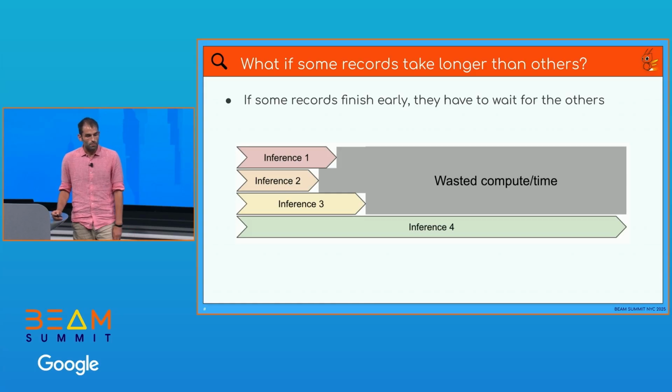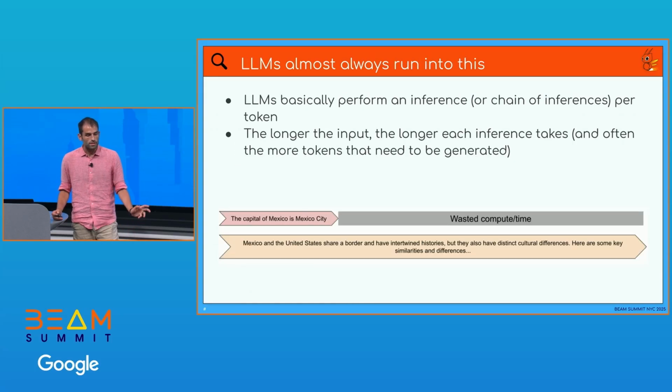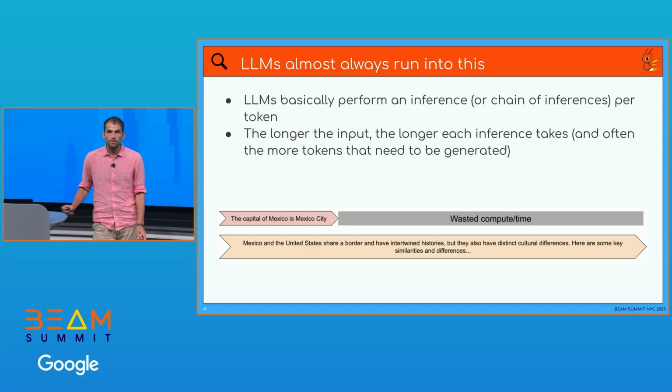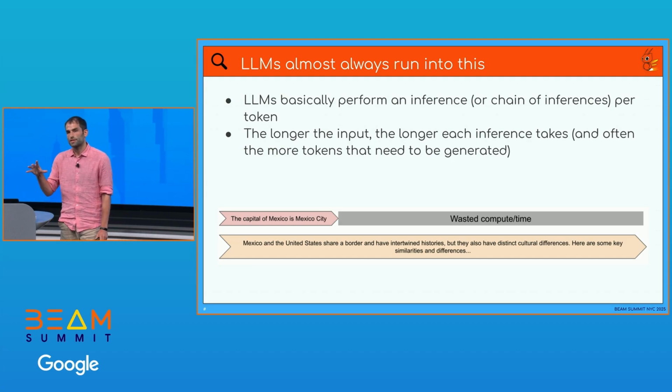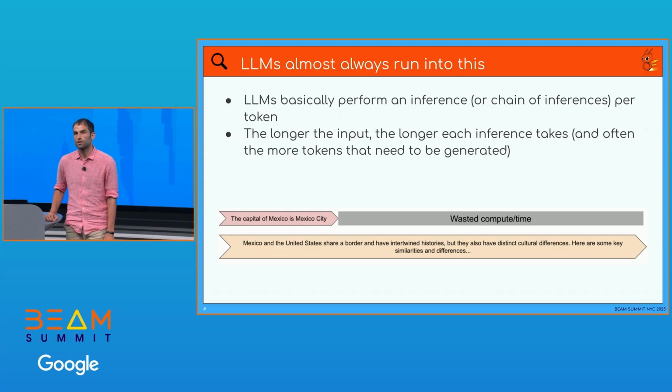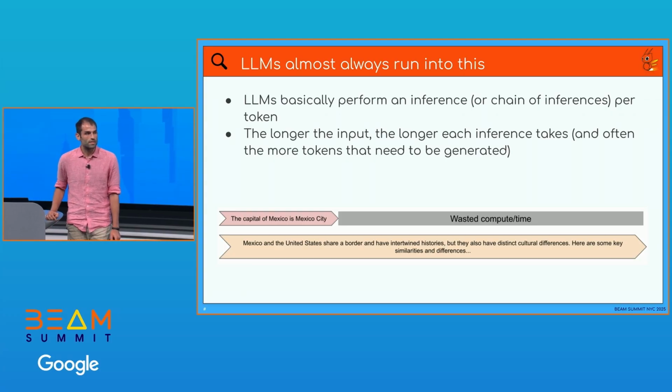So how does vLLM... taking a step back. LLMs in particular see this. LLMs basically perform a sequence of inferences. When you think about a single LLM inference, instead of it being one giant inference, the way it's broken down is it predicts the next token, then it predicts the next token, then it predicts the next token.